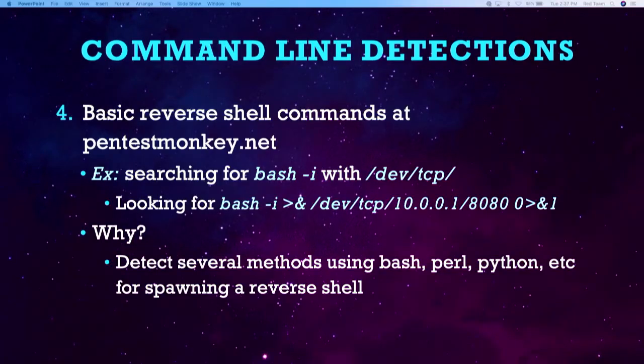Another idea I had that we've gotten mileage out of at Box, which is using Pentest Monkey's reverse shell scripts. It's a really helpful site, and it's got the syntax for various types of reverse shells, all the way from Bash to Perl, Python. To me, it's a quick win to just take those and make sure you have some kind of command line detection coverage for those.